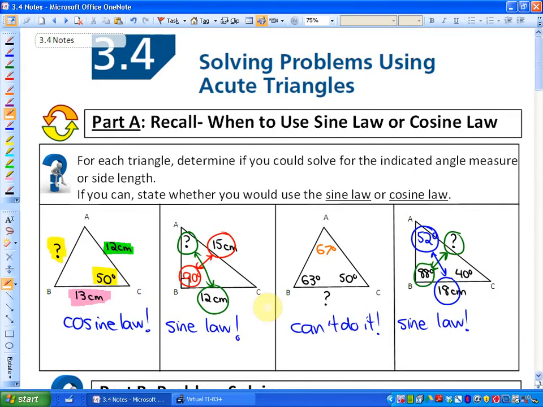Welcome to the last lesson of Chapter 3. What we're looking at in Section 3.4 is solving problems using acute triangles, or in other words, just problem solving using the sine law, using the cosine law, using the Pythagorean relationship, using all of the tools that we've learned in Chapter 3 so far.